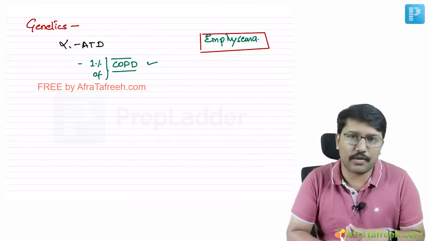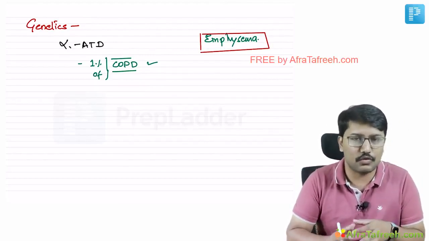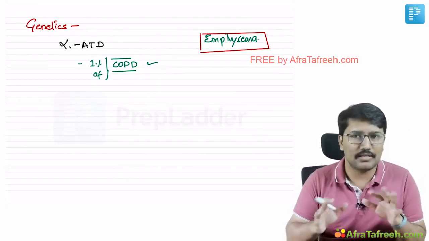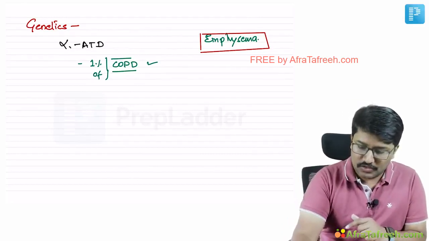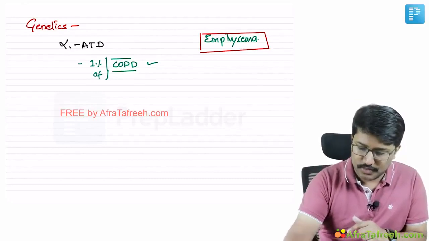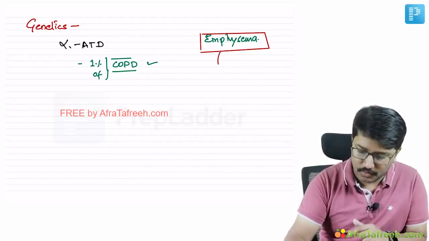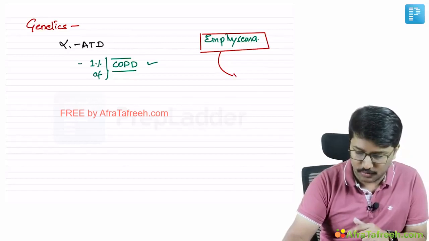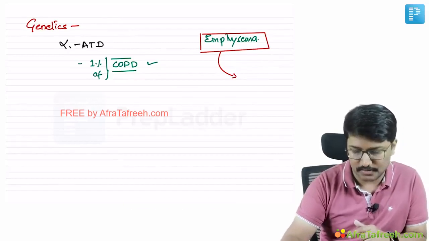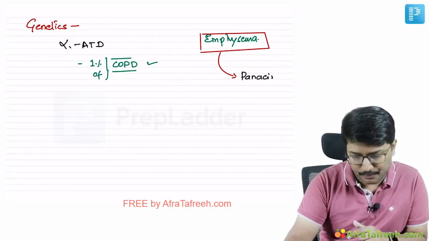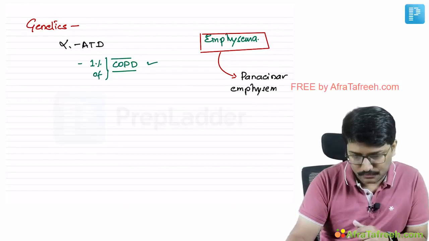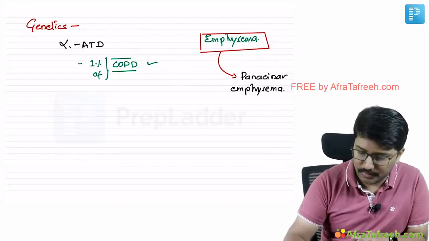Okay, and when we talk about the emphysema predominant form of COPD, we should also know what kind of emphysema is likely to be seen in alpha-1 antitrypsin deficiency. So when you talk about smoking, in case of smokers, it is usually centrilobular, but in case of alpha-1 antitrypsin deficiency, it is likely to be pan-acinar or panlobular emphysema. Pan-acinar emphysema. Okay, remember this point also.